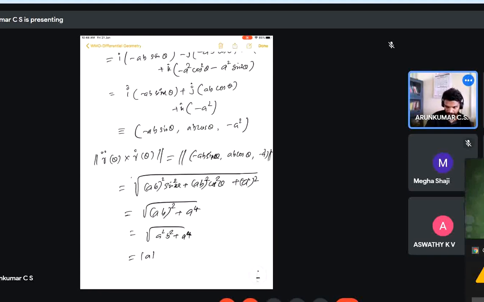A can be negative, right? So you are taking the modulus of a square. What is the square root of a square? It is mod a, right? Correct? Is it a or mod a?